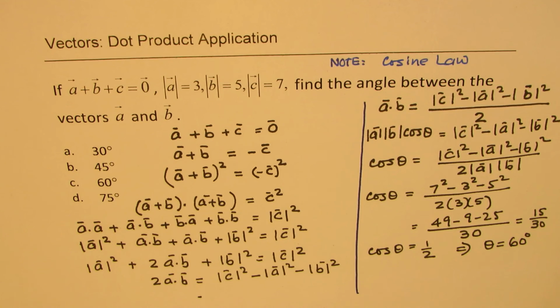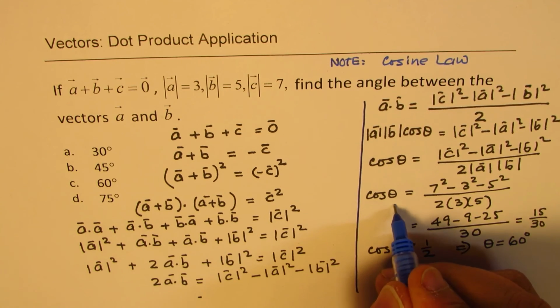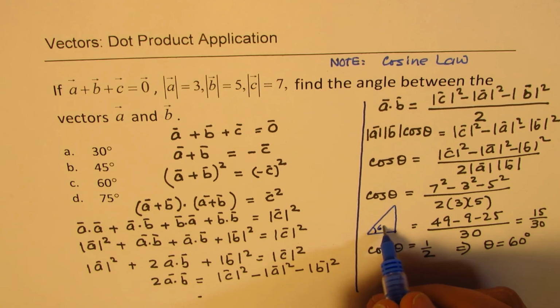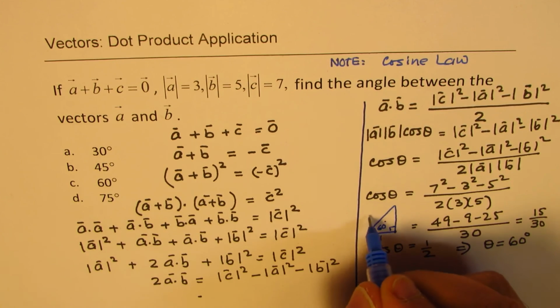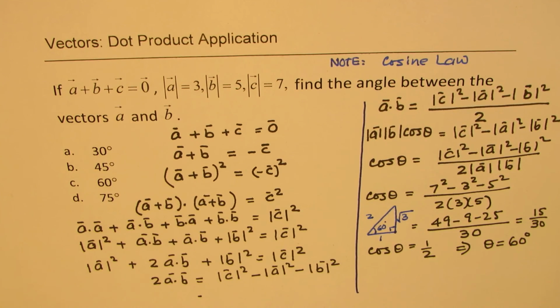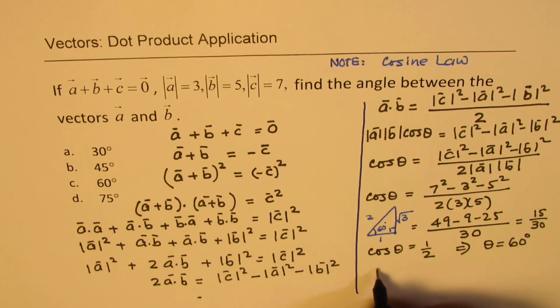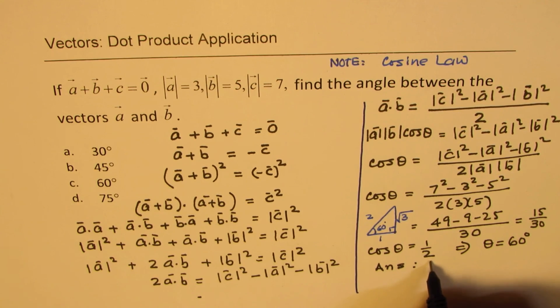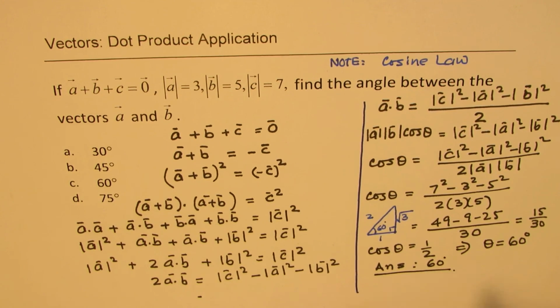So at this stage, you could actually use a calculator, but you could also look into this special triangle, which is the 30, 60, 90 degrees triangle, where the sides are 1, 2, and square root 3. So cos theta is half for theta equals 60 degrees, and that is how we could have got the answer. So our answer is that the angle between a and b is 60 degrees. Perfect. So that is how this question can be solved using dot products.